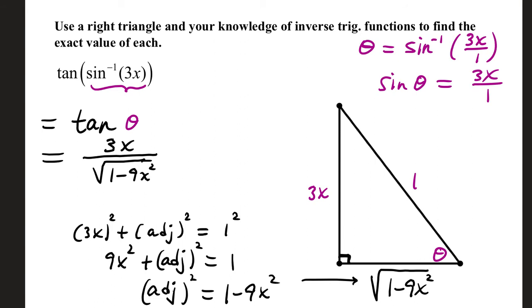Now that we have the triangle complete, go back to the top left of your screen, and we'll take tangent of that angle. From this angle, tangent is opposite over adjacent. This radical term is adjacent. So 3x over the square root of 1 minus 9x squared is your final answer.